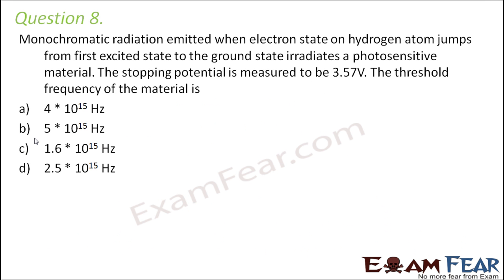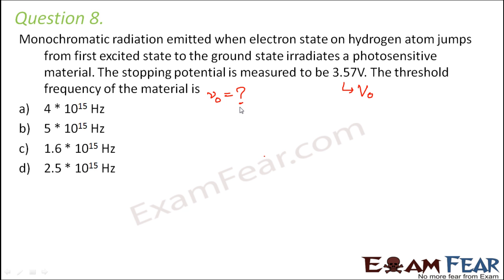Question number 8. Monochromatic radiation emitted when electron state on hydrogen atom jumps from first excited state to ground state irradiates a photosensitive material. Okay, the stopping potential is measured to be 3.57 volts. The threshold frequency of the metal is. Okay, so here the stopping potential is given as 3.57 and threshold frequency, that is nu naught, is something that we will have to find out.